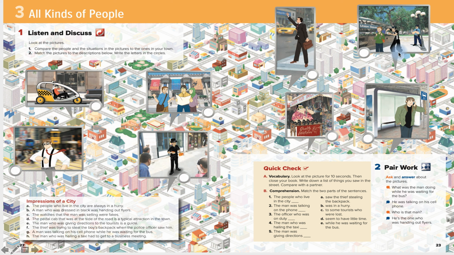So here this man is trying to steal from the backpack of this boy, but luckily there is a police officer in the area. So are there any police in the area? Okay, so yes there is. Okay, how do you know he is a police officer? Obviously from his uniform.